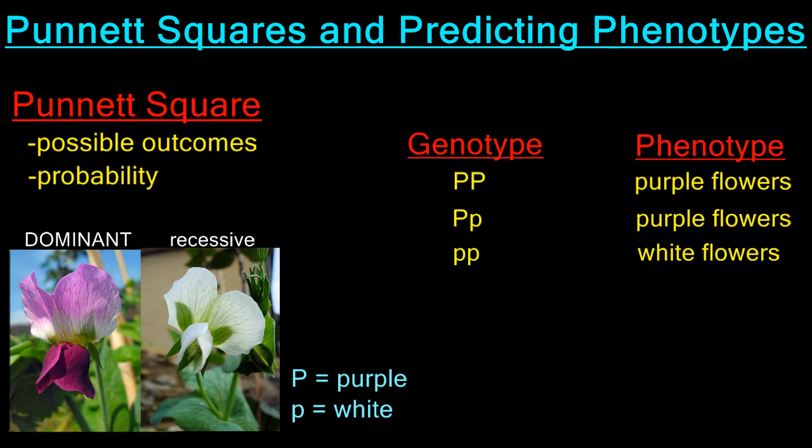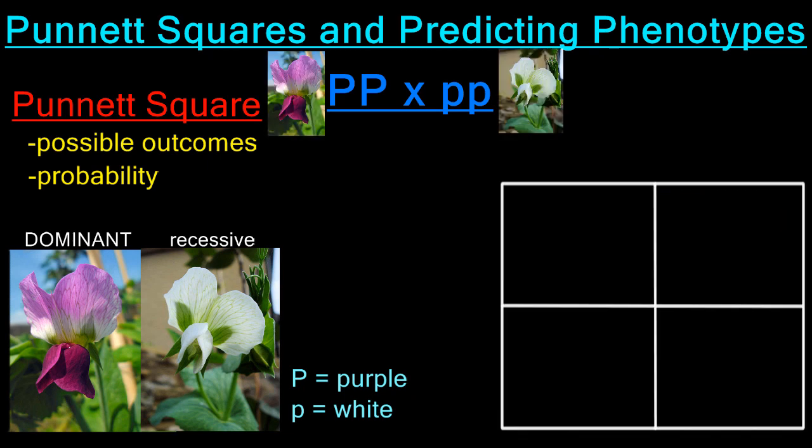Let's use a Punnett square to predict the outcome of a cross between a homozygous dominant plant and a homozygous recessive plant for flower color. Our cross can be written like this: big P big P times little p little p. We start by putting one individual on the left side of the box. Let's use the homozygous dominant individual and say that's the mom.